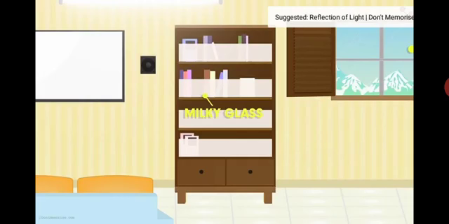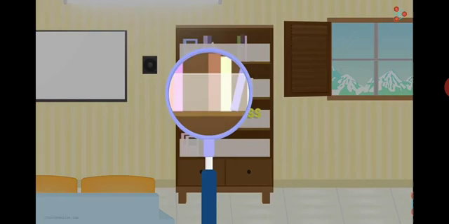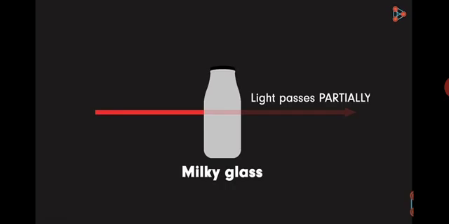Okay, now students, look at the shelf which has a milky glass. Are you able to see? Now you can't see clearly, but you can probably guess the books are kept inside the cupboard. Milky glass allows light to pass through it, but only partially.